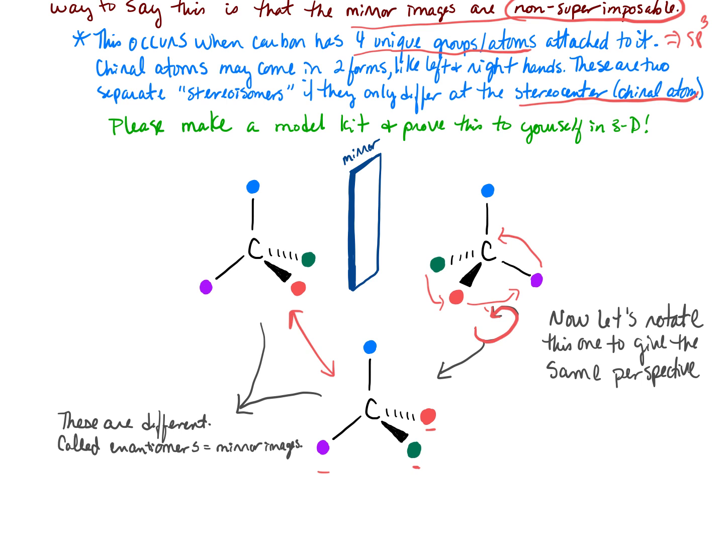And this will happen if you make that model kit. Two of them will match, the other two will be backwards. You can keep trying to do it, you will see that two of them will match, the other two are not the same. And that's because of this chiral center. We've got a stereo center at the sp3 carbon right here. And so those are two different molecules.